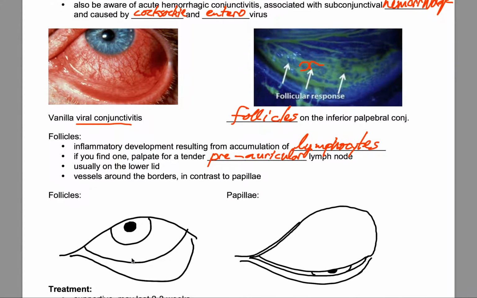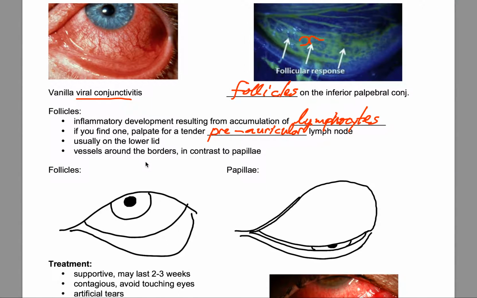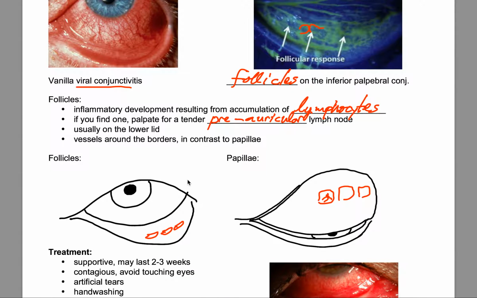This is a great sign that a patient has a viral conjunctivitis. Again, follicles are usually on the lower lid with vessels around the borders. That's in contrast to papillae. So again, follicles are accumulations of lymphocytes. They're most commonly seen in viral conjunctivitis, and they tend to appear on the lower lid. Papillae are large raised structures that appear in allergic conjunctivitis, and they tend to have vascular tufts or vessel spots in the middle, as opposed to around the borders.